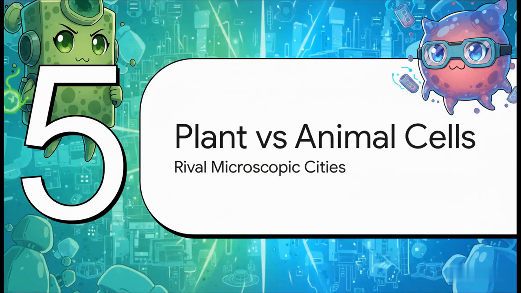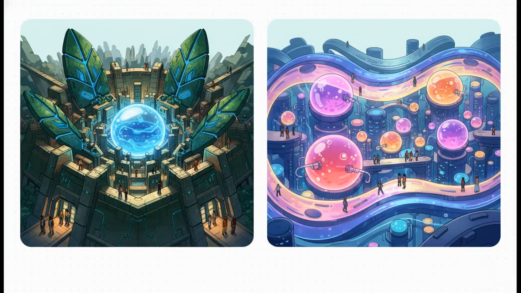Section 5. Plant and animal cells, rival microscopic cities. When we put these two side by side, it's pretty clear how different lifestyles demand completely different architecture. A stationary plant cell leans heavily on a rigid outer cell wall to brace against the wind and rain. It's got chloroplasts to cook up its own food from sunlight, and one massive central vacuole to hold water and maintain pressure. If that vacuole empties out, the whole plant wilts. An animal cell, on the other hand, is all about flexibility and movement. It skips the cell wall entirely, relying on a flexible membrane, and uses prominent lysosomes to quickly digest complex foods.